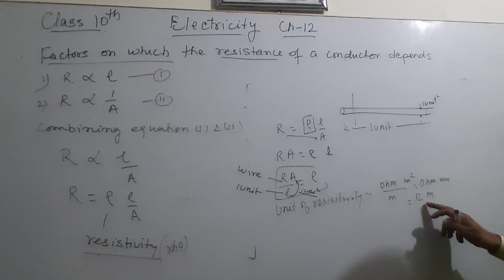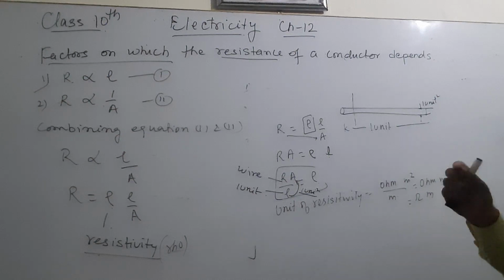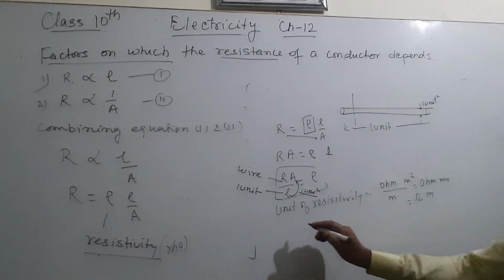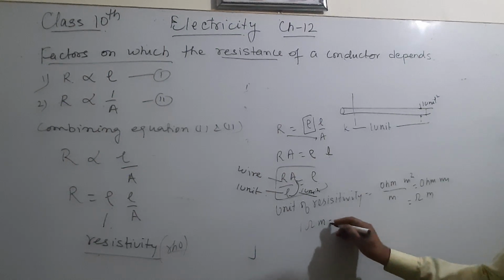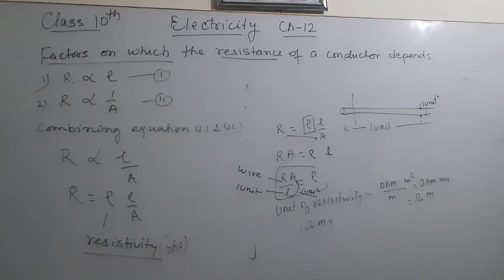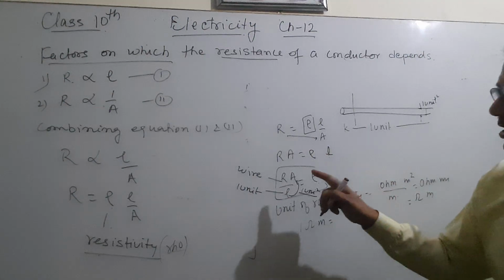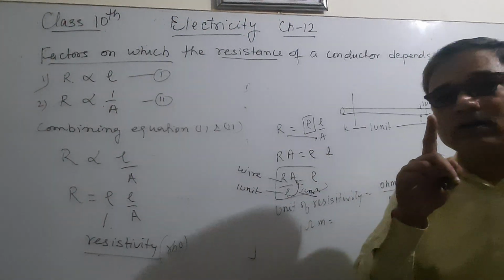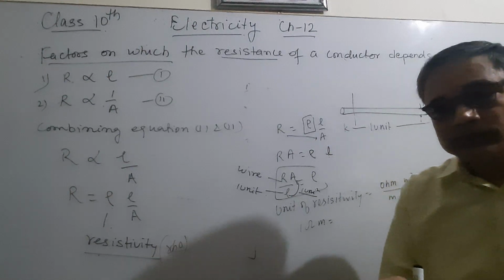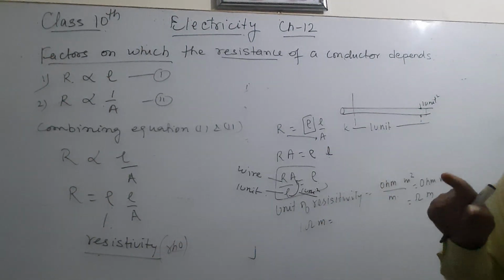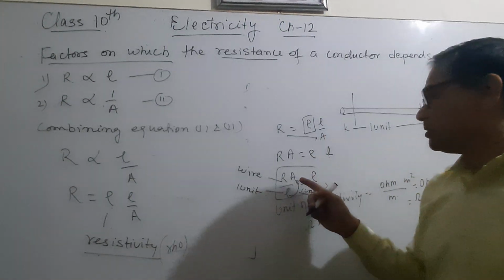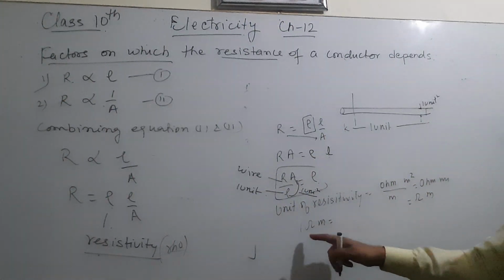And how is it ohm meter? If one asks you to define 1 ohm meter, how can you define it? It is the resistance offered by a wire of 1 unit length having the cross sectional area of 1 unit square, known as 1 ohm meter.